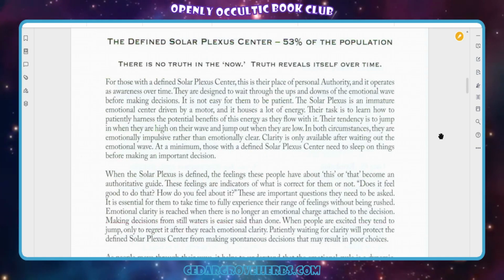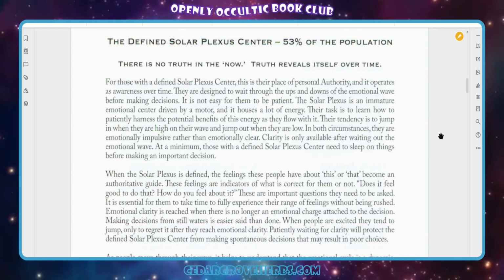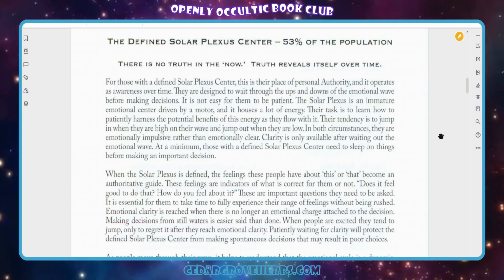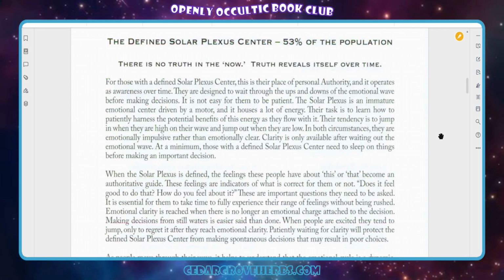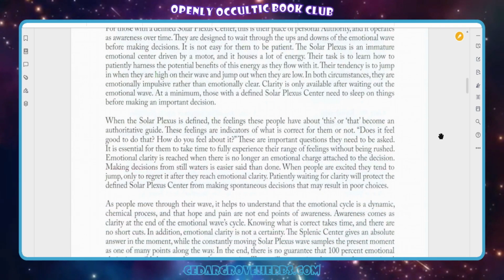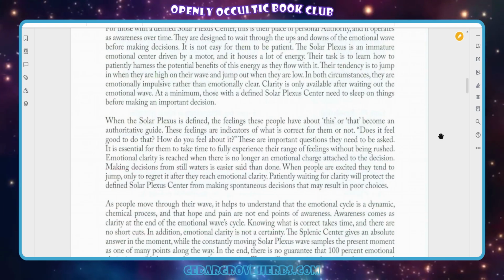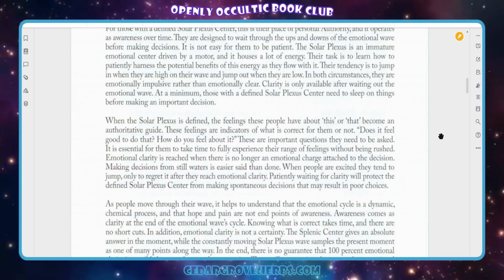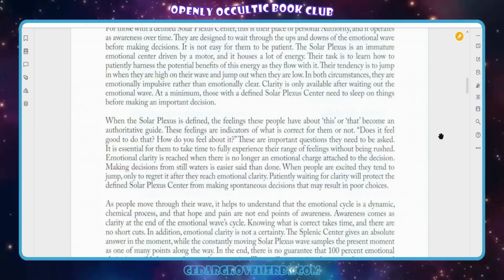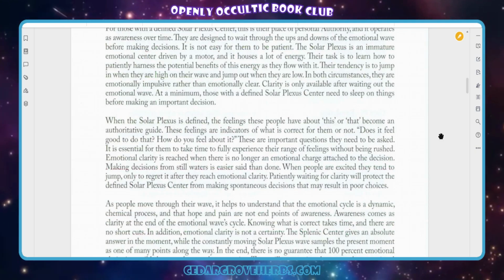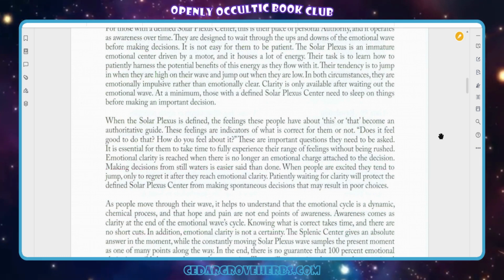At a minimum, those with a defined solar plexus center need to sleep on things before making an important decision. When the solar plexus is defined, the feelings these people have about this or that become an authoritative guide. These feelings are indicators of what is correct for them or not. Does it feel good to do that? How do you feel about that? These are important questions they need to be asked.